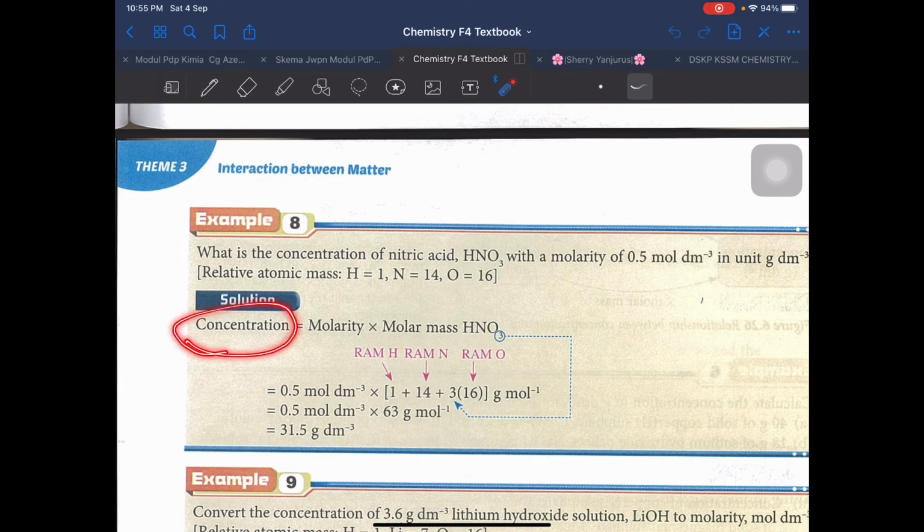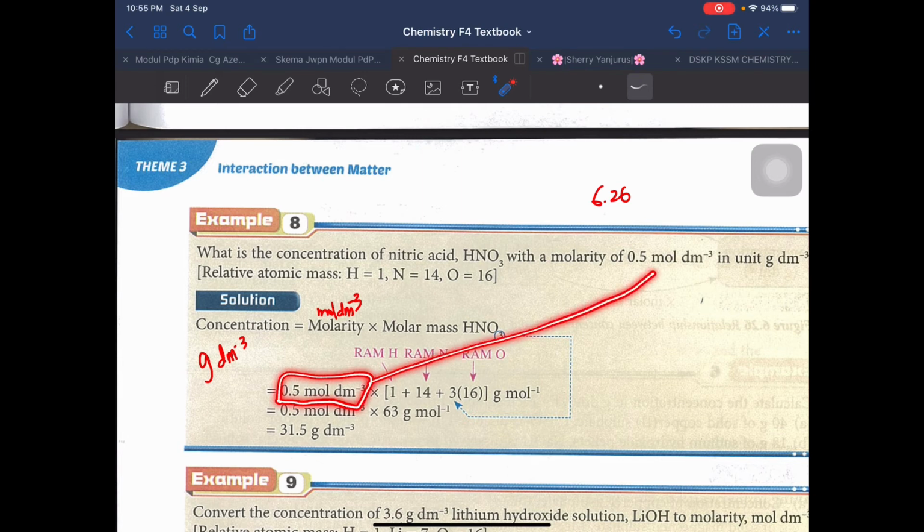Concentration adalah gram per cubic decimeter, kan? Okay. Soalan gave you this one, molarity. Molarity is mole per cubic decimeter. So according to figure 6.26 just now, if you want to convert molarity kepada concentration, you have to times the molar mass. So you take the molarity, 0.5 mole per cubic decimeter. Ada sudah dalam soalan. Times molar mass of siapa? Of the HNO3, nitric acid.